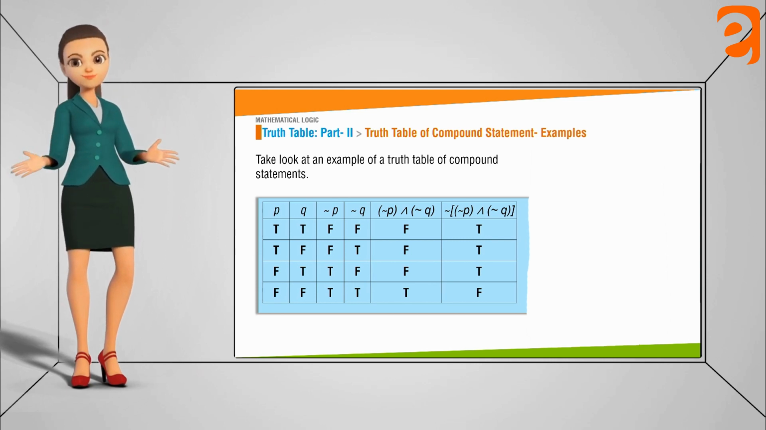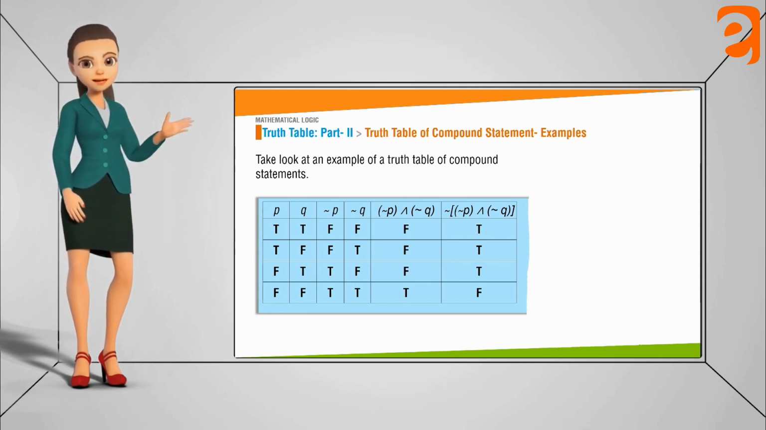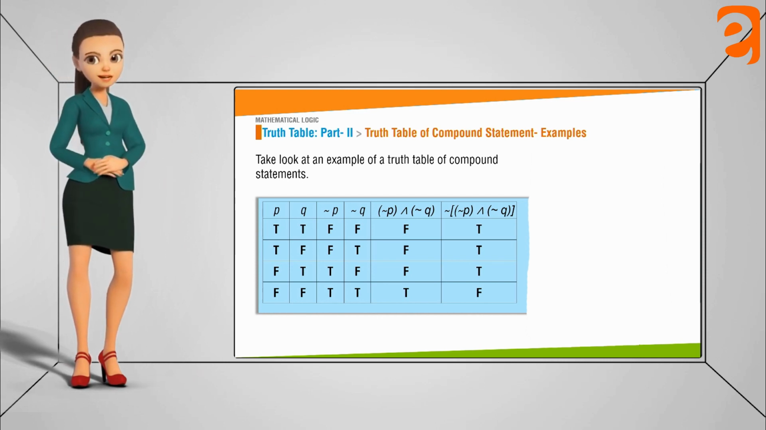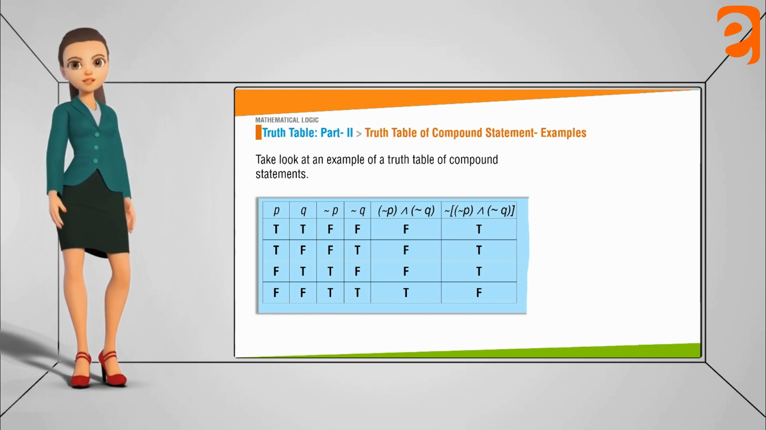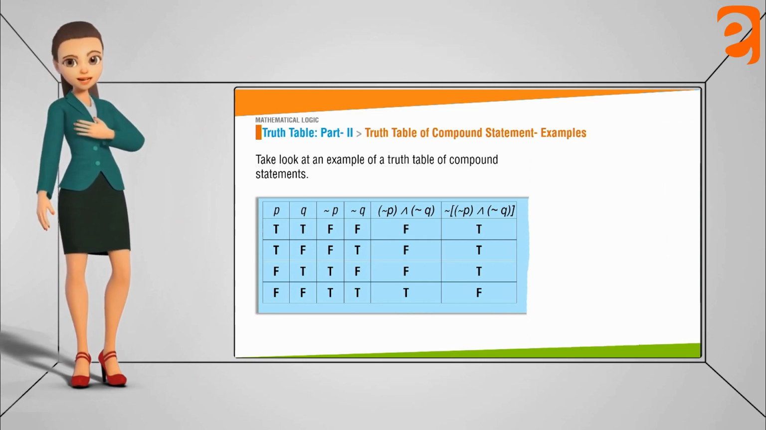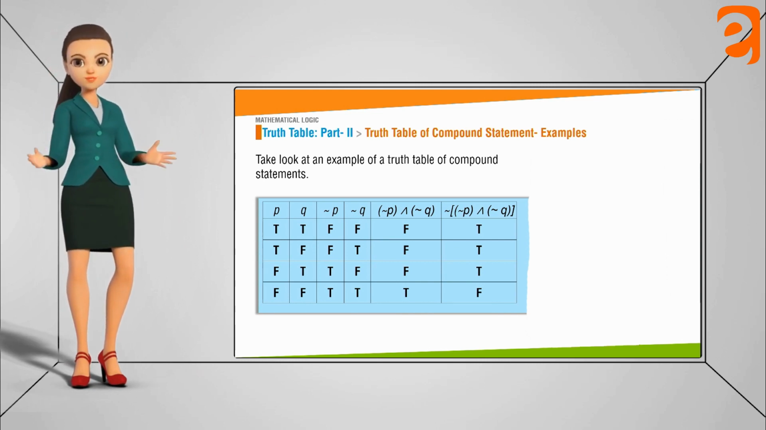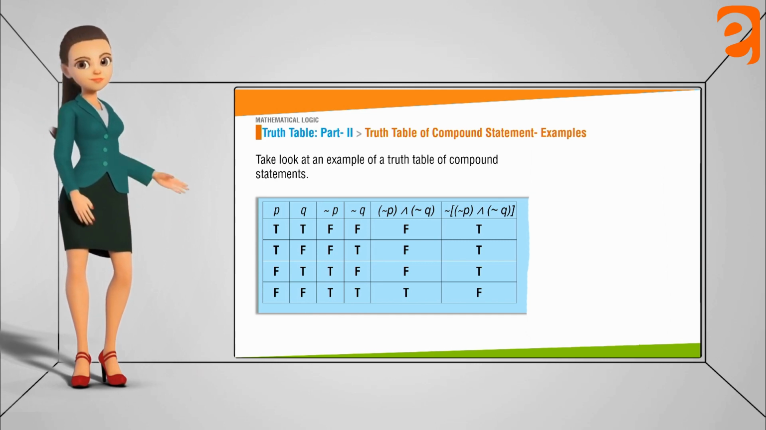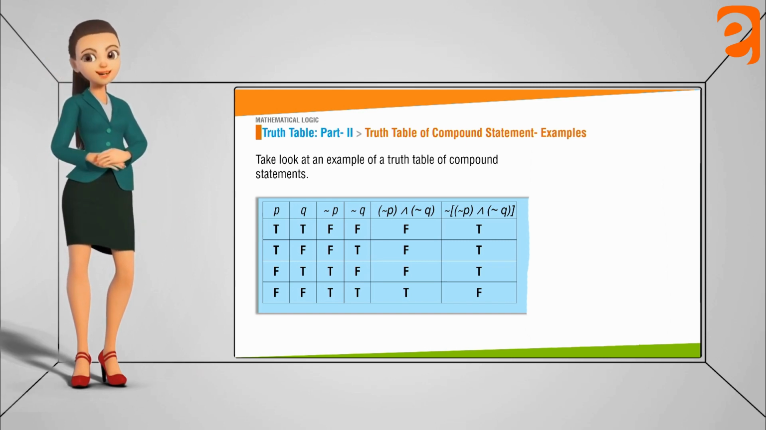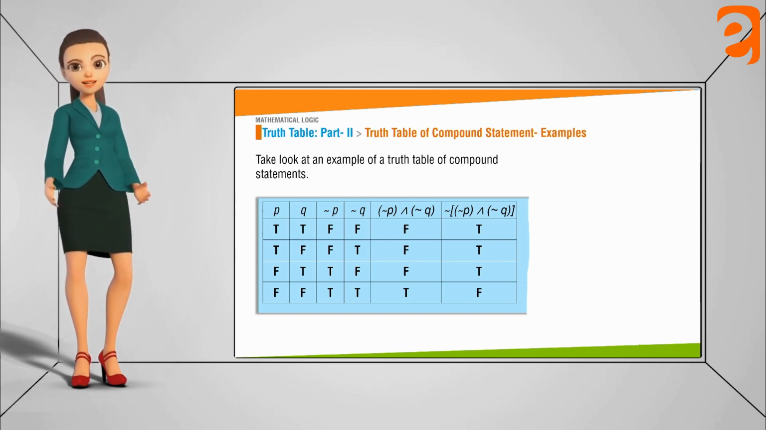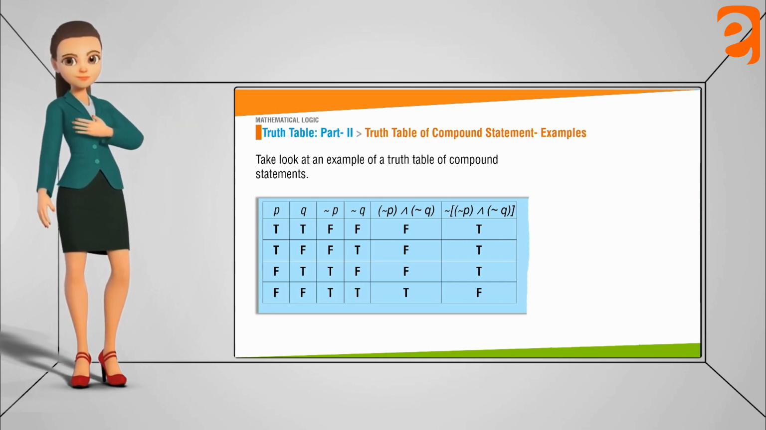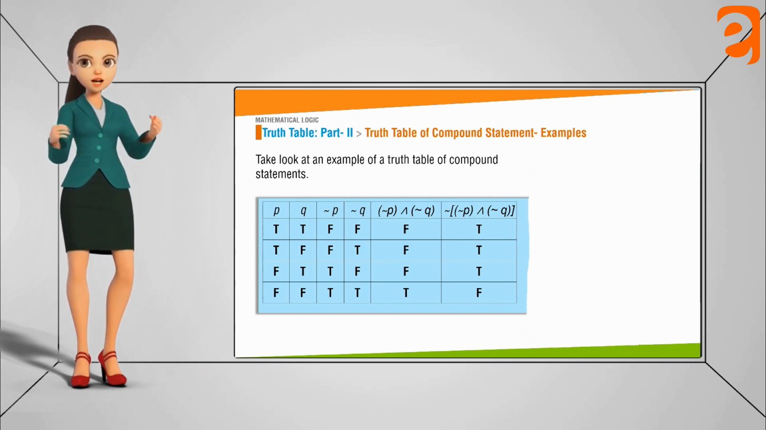Now we will find the conjunction of minus P and minus Q. You have noticed that the conjunction of two statements has a truth value true only when both the statements have a truth value T, and in all other cases, its truth value is false. So in the first row, minus P is F, minus Q is F, so the truth value is going to be F. In the second row, minus P is F, minus Q is T, so the truth value is F. Third, it is T, F, so again it is F. And the last one, since both are true, the conclusion is true.